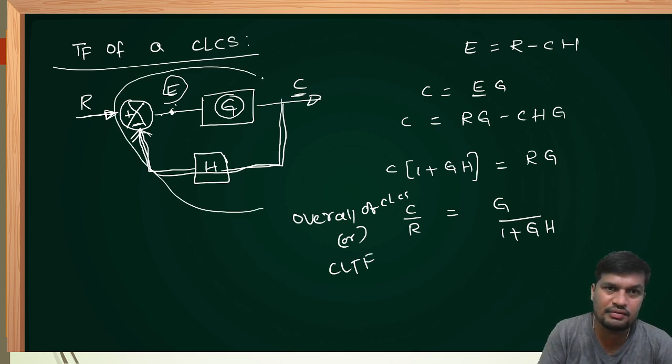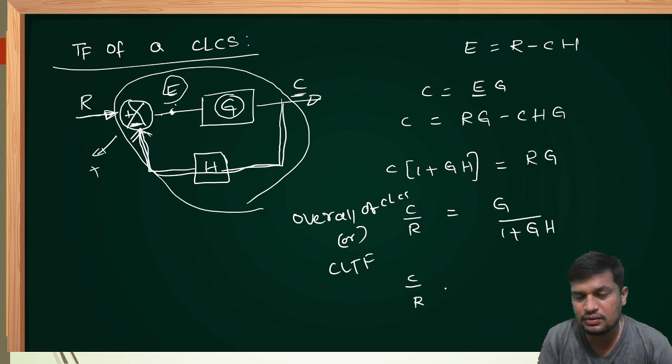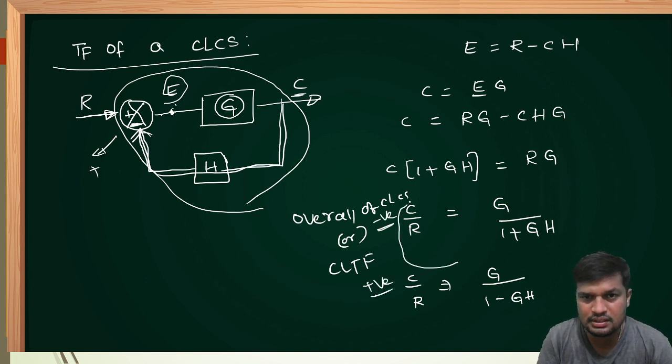Overall gain between input and output of the system is G upon 1 plus GH. Suppose instead of negative feedback, if somebody uses positive feedback, then overall gain of a closed loop control system, or closed loop transfer function, is G upon 1 minus GH. This is for positive feedback and this is for negative feedback.